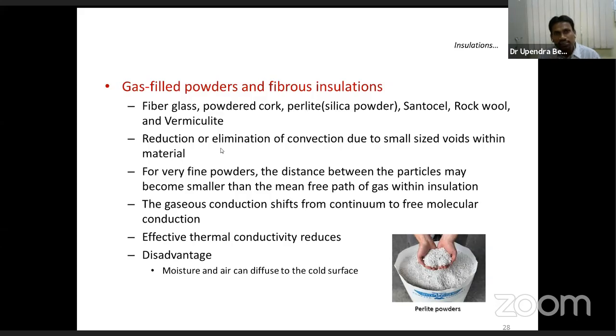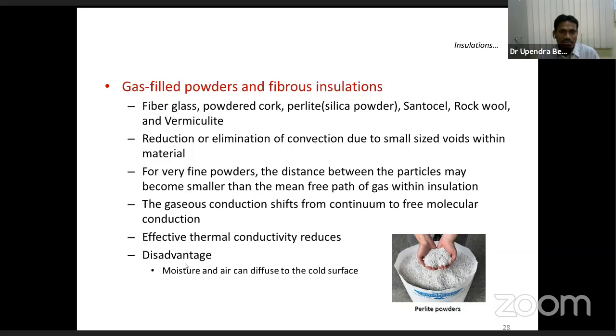And the reduction or elimination of convection is due to the small size of voids within the material when we're packing. Some voids will be there, and that eliminates convection transport, because of which again the performance is improved compared to foam insulation. And for very fine powders, the distance between the particles may become smaller than the mean free path of the gas within the insulation. At that time, gaseous conduction shifts from continuum to free molecular conduction, thereby reducing the heat transfer, because the thermal conductivity reduces.